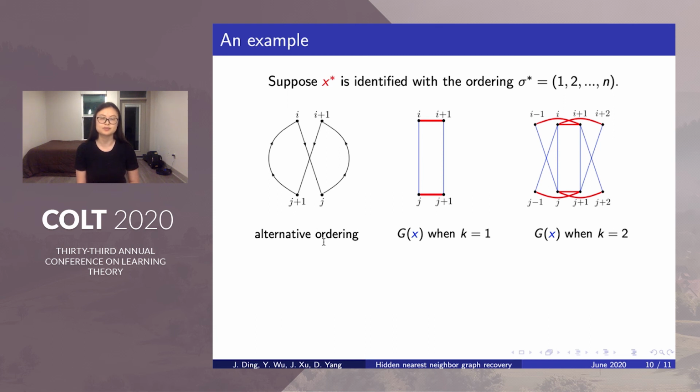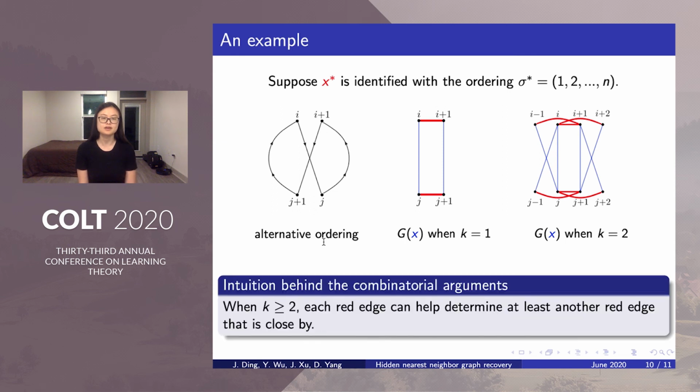And those edges would provide stronger signal to help distinguish x star from this type of alternative solutions, making exact recovery easier. The key observation from this example is that when k is strictly larger than 1, it seems very hard to disturb an edge in the graph without also disturbing some other edge that is nearby. And that's actually the key piece of intuition that we relied on in the counting argument. So we showed that when k is strictly larger than 1, each red edge in the difference graph can help determine at least another red edge that is close by, which then allowed us to group up the red edges and then count them in a much more efficient manner.